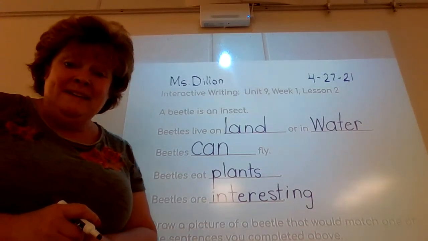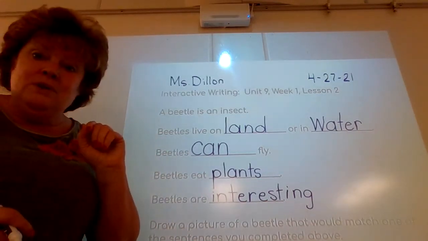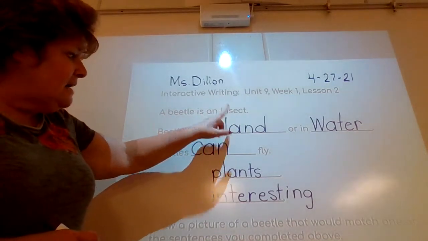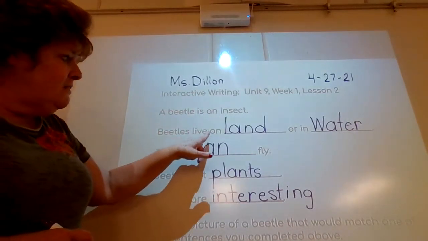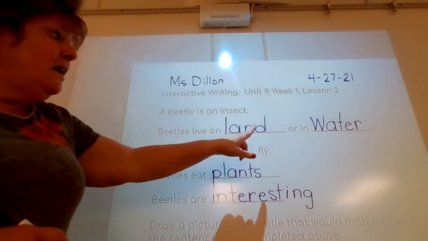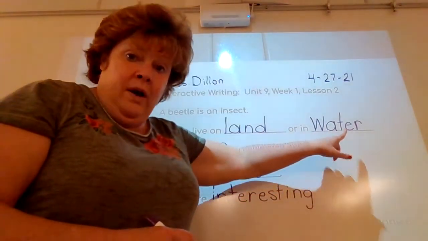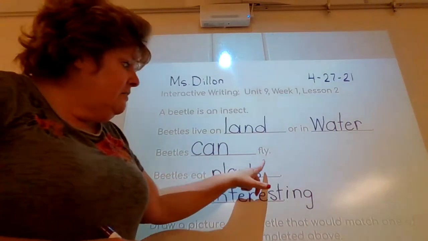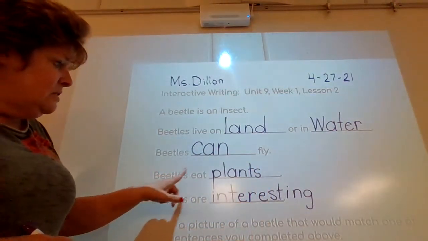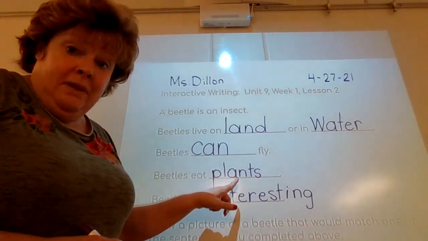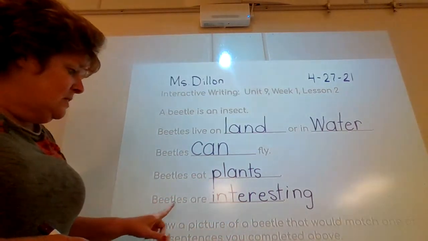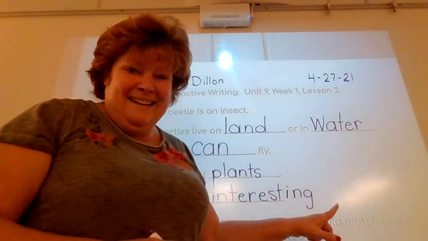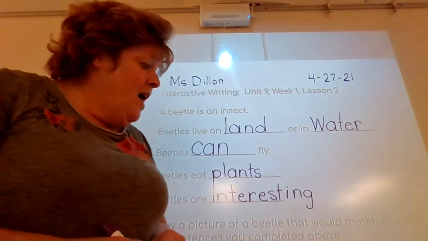You ready to help me? Here we go. Use your finger and point to the words. A beetle is an insect. Beetles live on land or in water. Beetles can fly. Beetles eat plants. Beetles are interesting. Good job. All right.